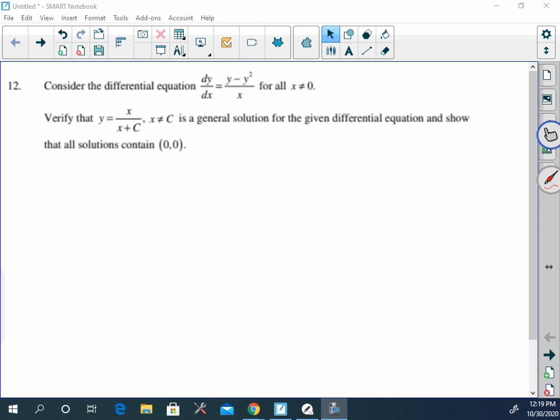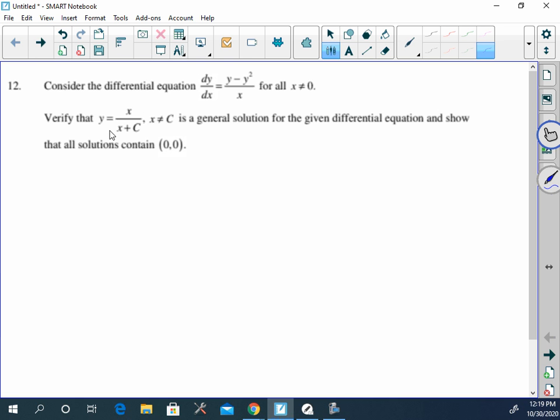Okay, so this is that weird lesson where I don't really know what I'm supposed to be doing, but I want to earn some points because this was an actual AP free response question at one point in time. It says, consider this differential equation. Verify that this is a general solution.